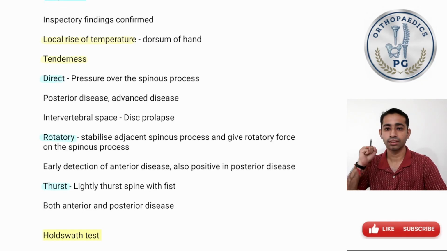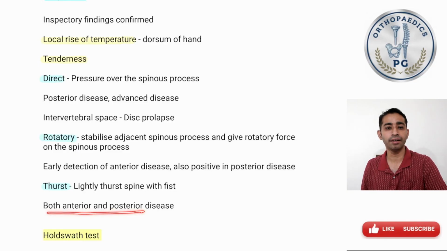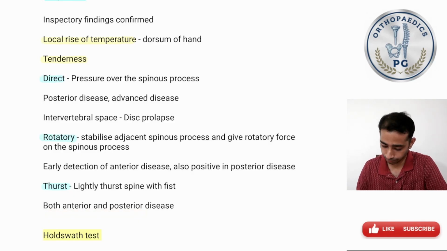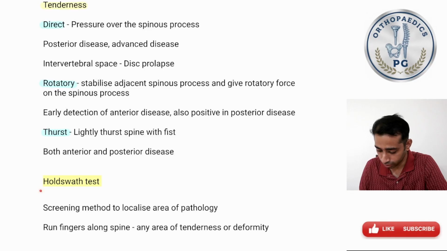The third is thrust tenderness. Here you give gentle thrusts on the back of the spine with a fist, and this is for both anterior and posterior disease. You may also be asked what is the whole spine test.